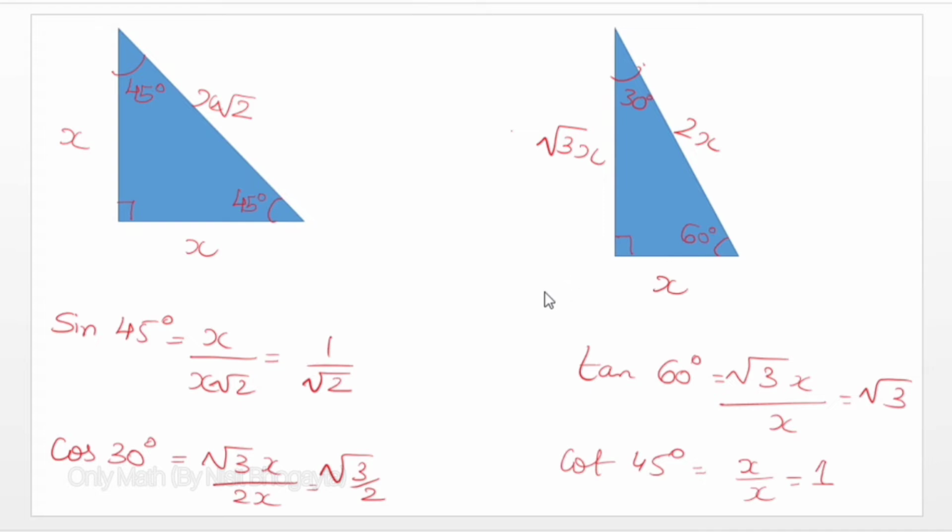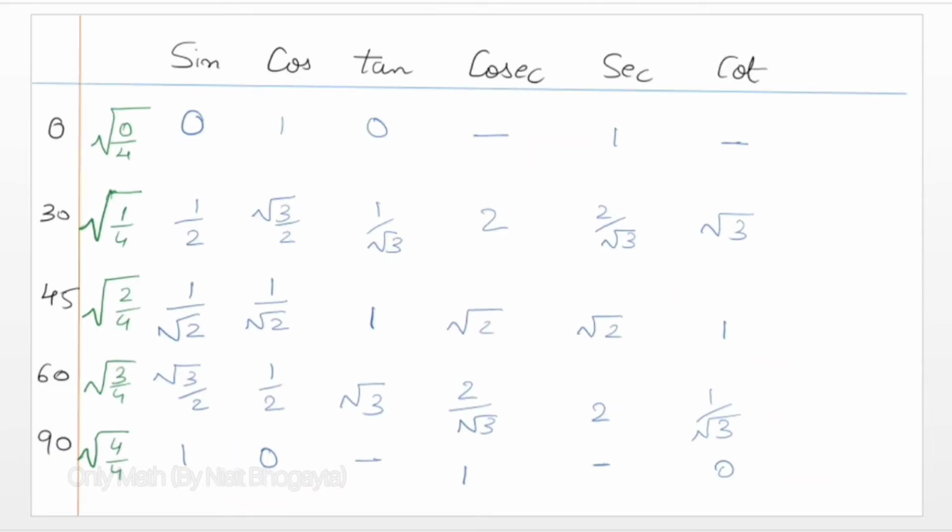I'm explaining one more example. Like here we have to find tan 60 degrees. So 60 degree is what? Actually x root 3 over x. So x will cancel out and we will have just root 3. Coming to the next slide.